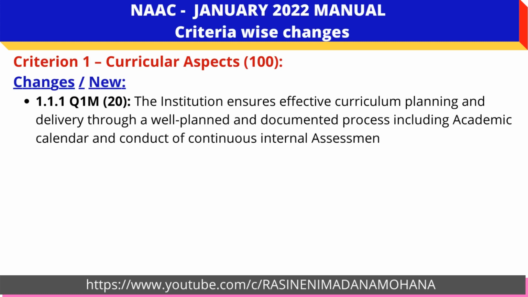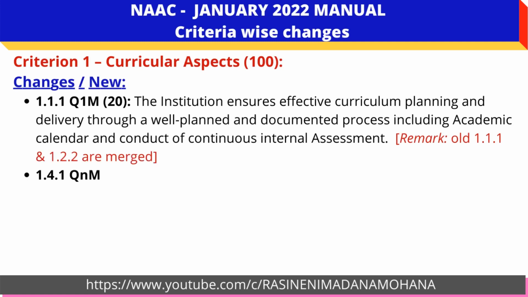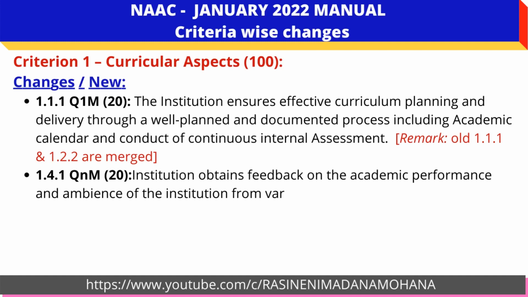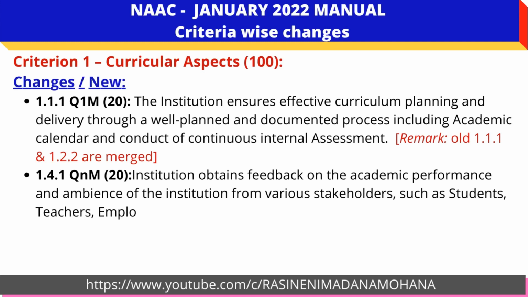These two are merged. So as per the current old manual, 1.1.1 and 1.2.2. Now 1.2.2 is academic calendar and conduct of continuous internal assessment. This is merged with 1.1.1. Now the new one is 1.1.1. Both weightages are added, so 20. So this is the new metric with two qualitative metrics merged. Then 1.4.1, which is a quantitative metric with 20 weightage.